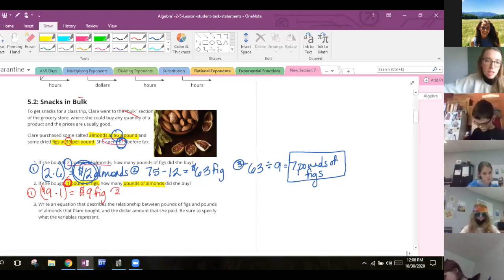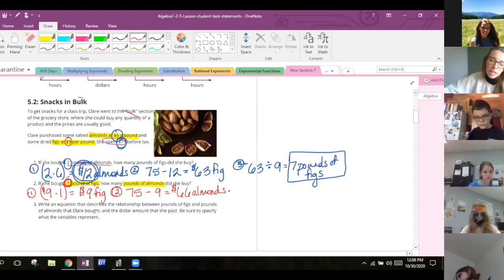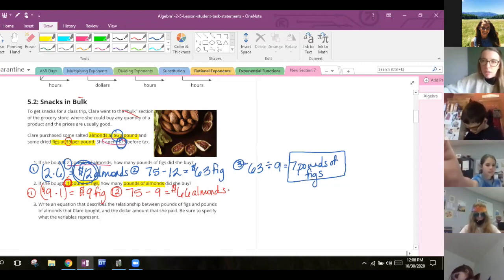So what are we going to have to do with that $9? Subtract. Subtract it from what? 75. So if we spent $75 total and 9 of that was from figs, then 66 of it was from almonds. Okay, but once again, it did not ask us how much money we spent on almonds.